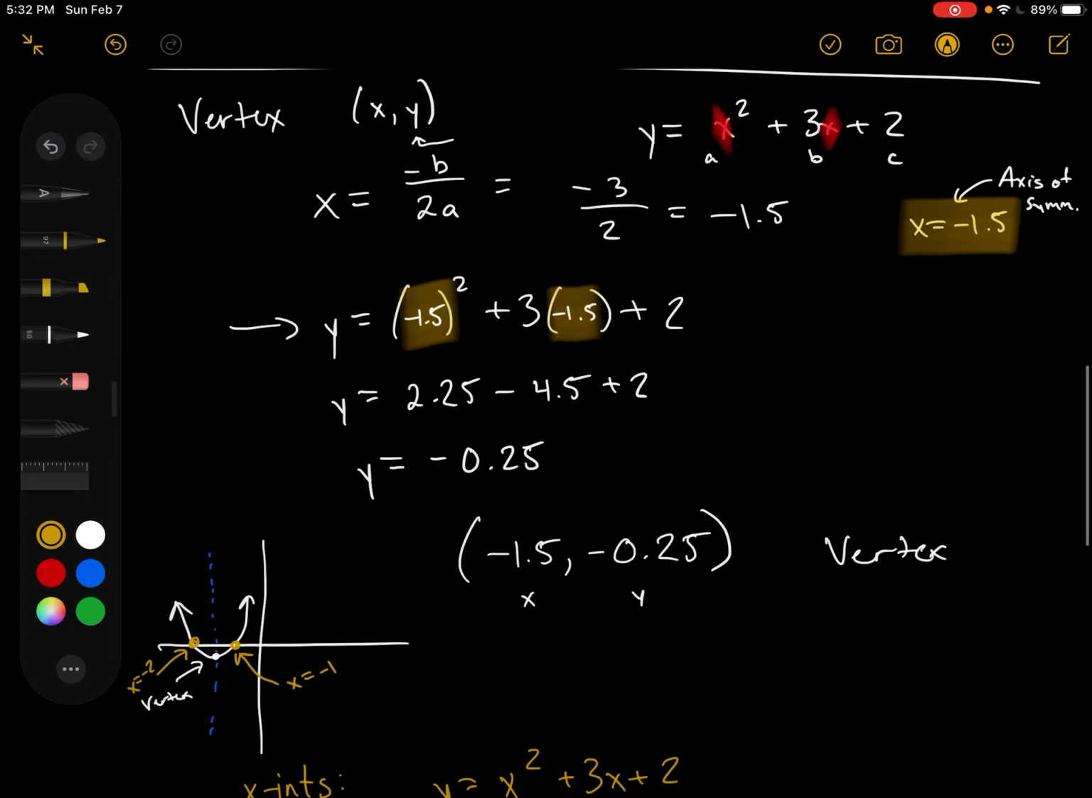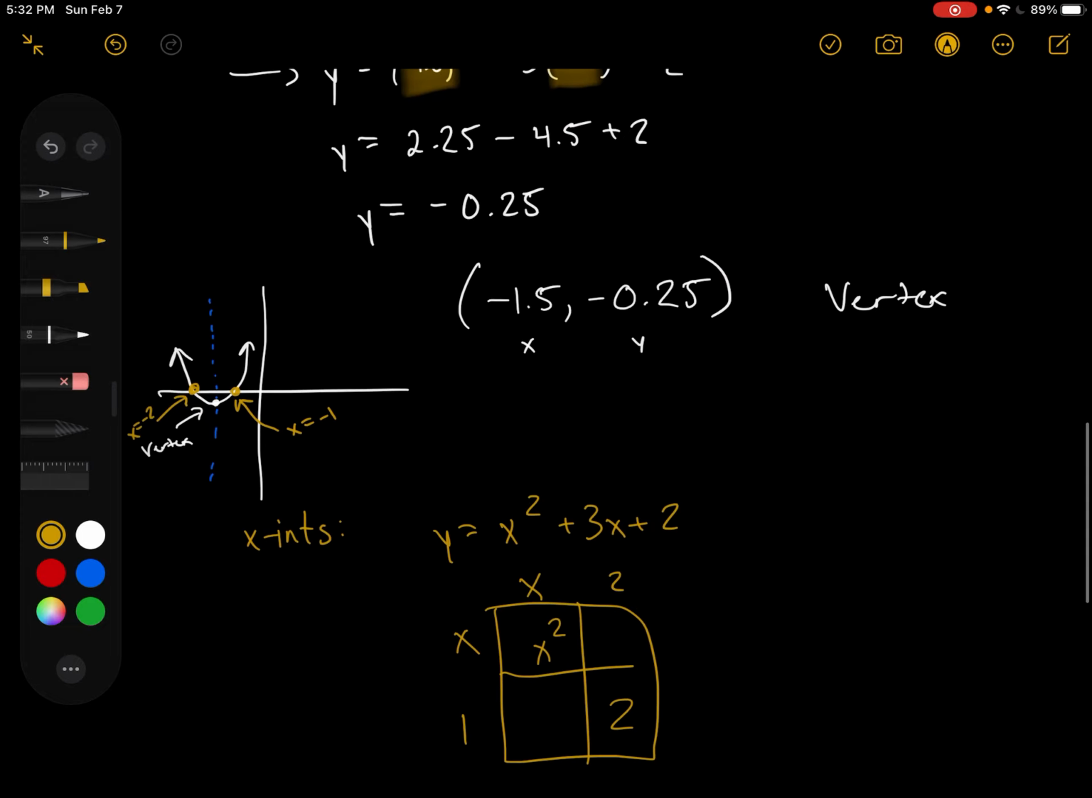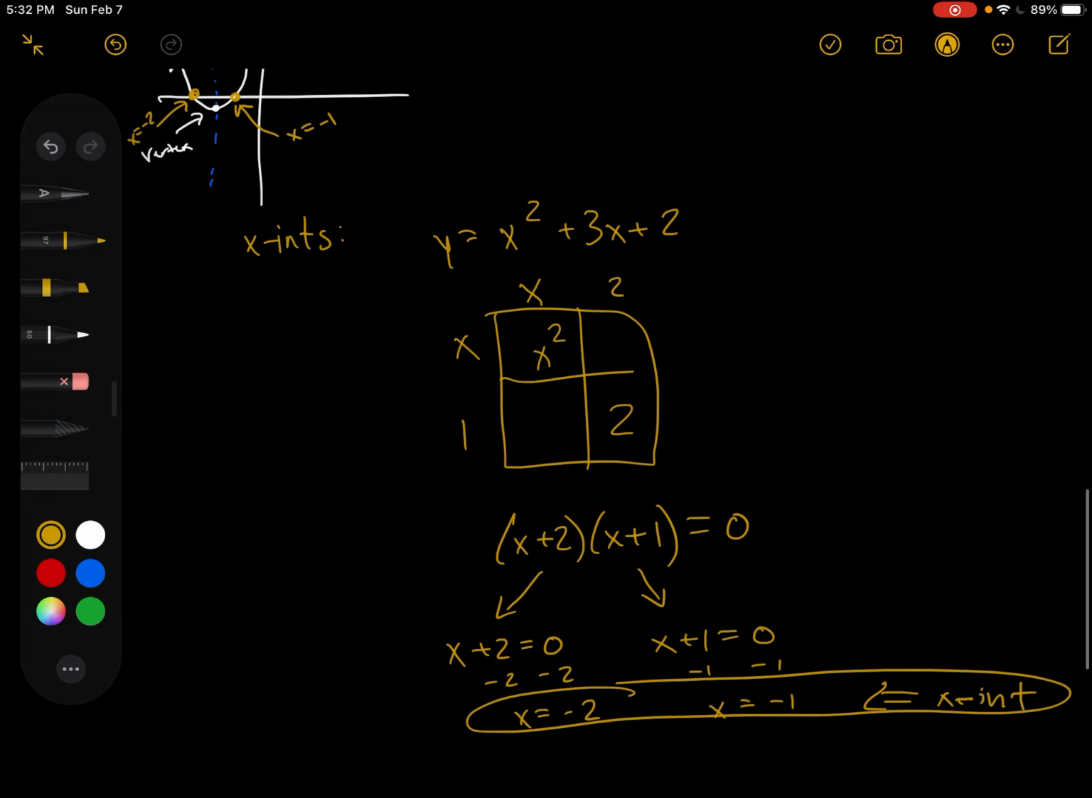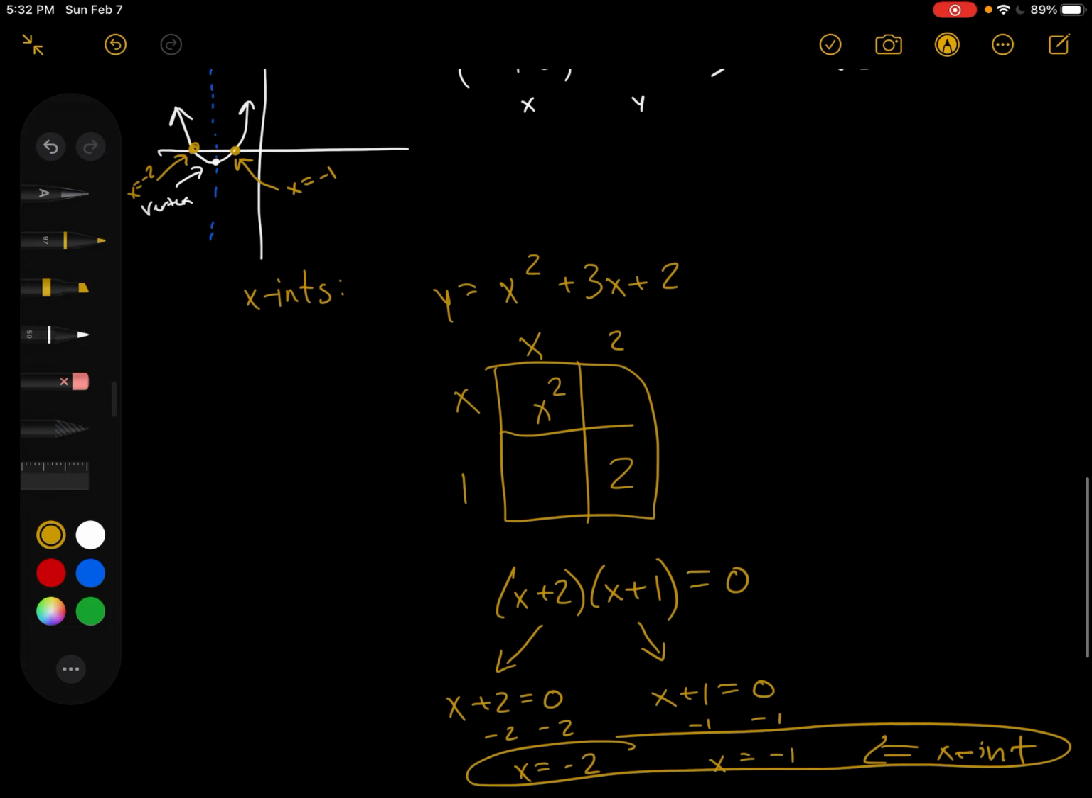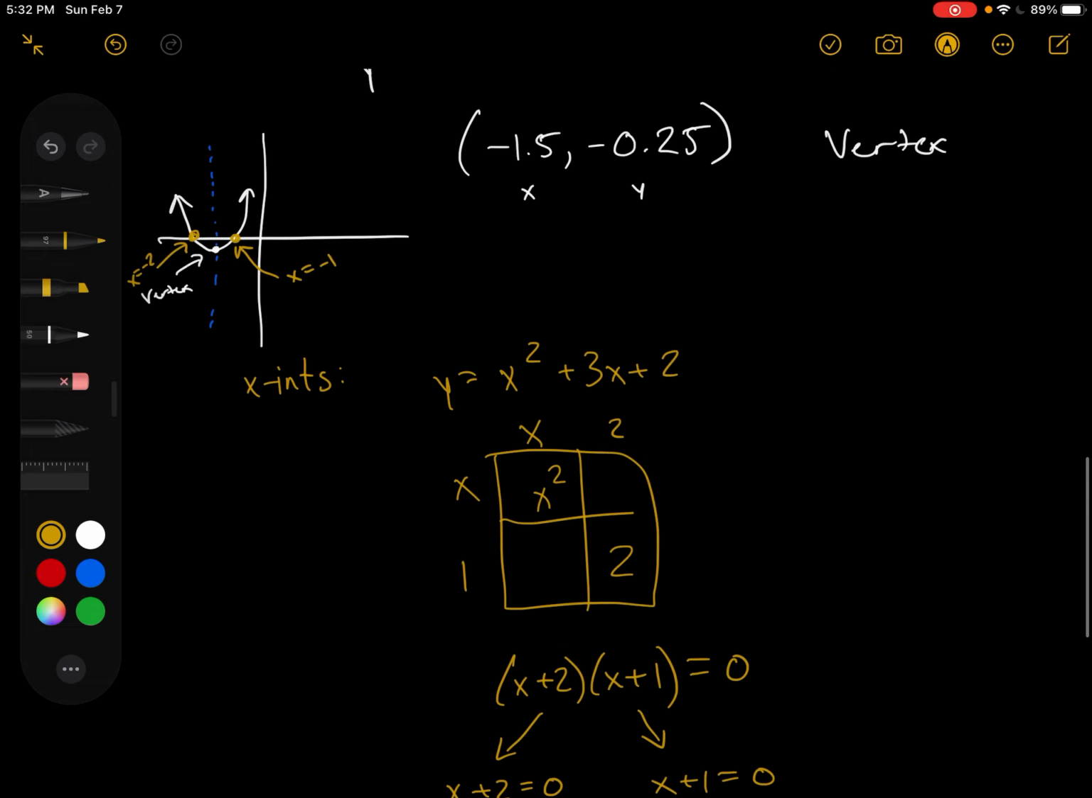So the last questions here are going to ask you to calculate some vertex points, and then the final set's going to ask you to do all of the pieces. So do the axis of symmetry, do the vertex, and calculate those x-intercepts, just like we did down here, and then put them all together on a graph.